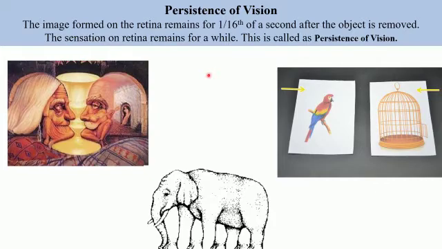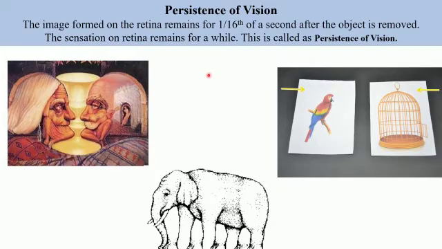Now let us understand persistence of vision here. Both parrot and cage are on the opposite side, but it appears as if the parrot is inside the cage. So when the image of the parrot comes in front of us, the image is created on the retina. But within no time, the image of the cage comes in. Before the image of the parrot disappears from the retina, the image of the cage comes in. And this happens within 1/16th of a second.